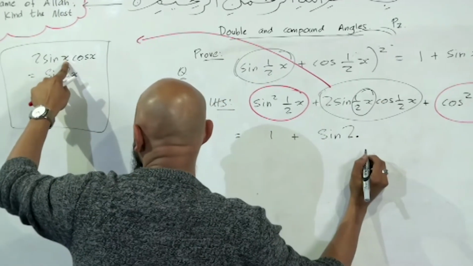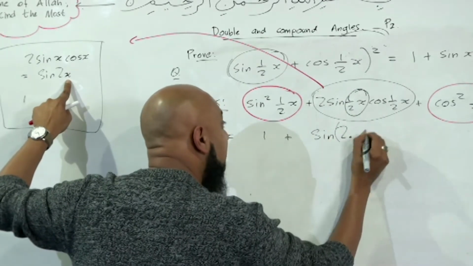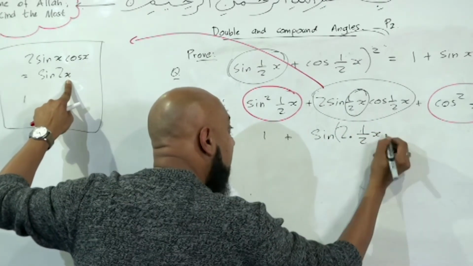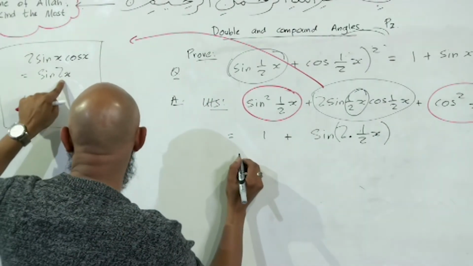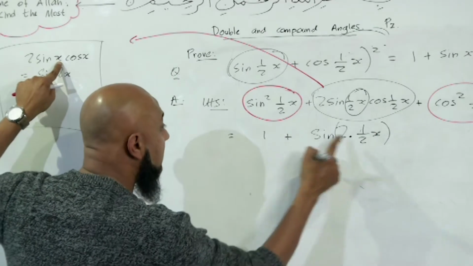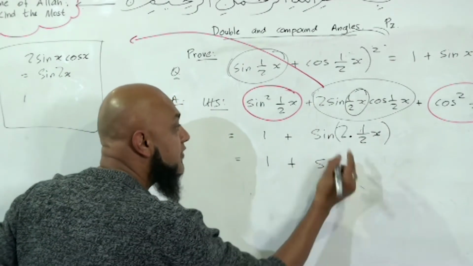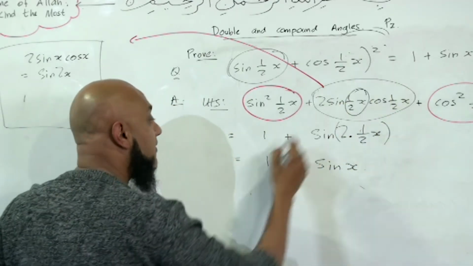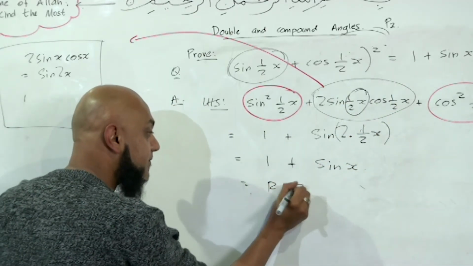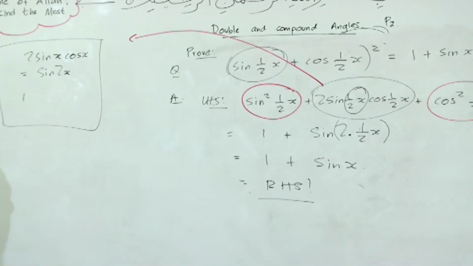In this case, my angle was half x. Remember, here it's only x, here it's half x. So what am I left with? 1 plus sine. 2 times half is 1. 1 plus sine x. And what is 1 plus sine x? My right hand side. And there we go. Okay, boys and girls, that's the way we do it.